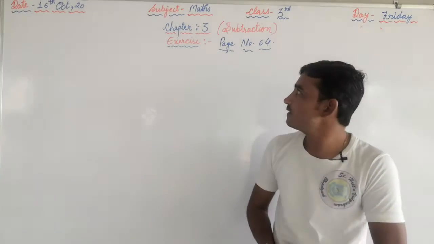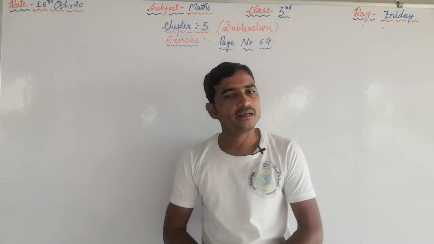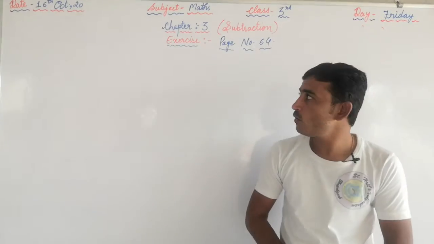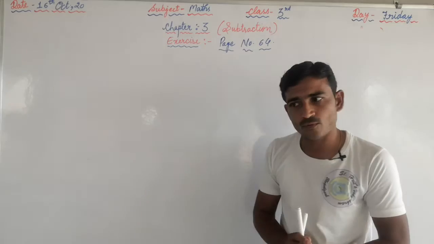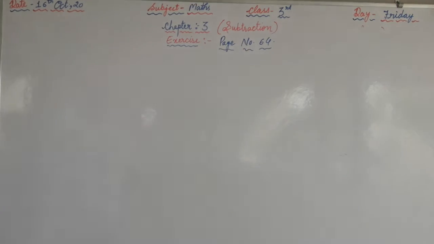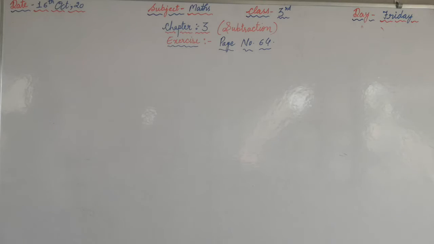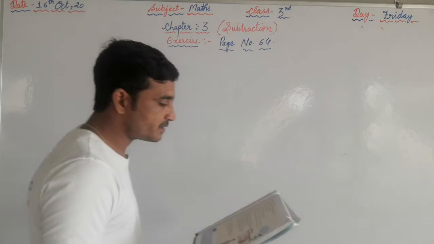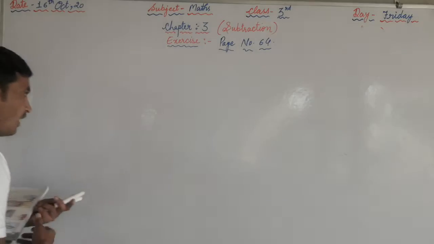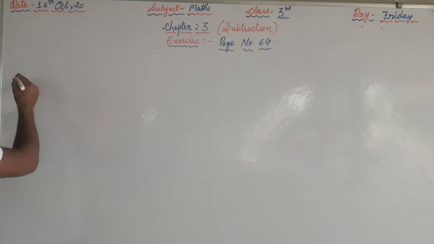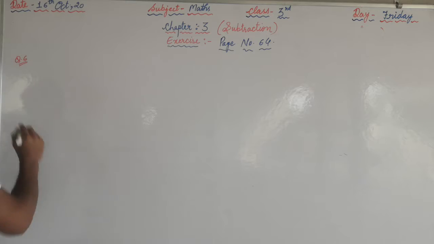Here we are discussing chapter number 3, that is subtraction. Now we are in the exercise on page number 64. See question number 6. Question number 5 onward we have already discussed in our previous lecture. Now see question number 6. Are you ready for that? Good. See question number 6.